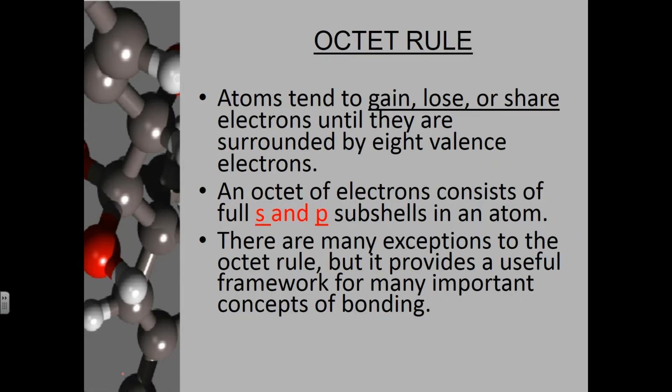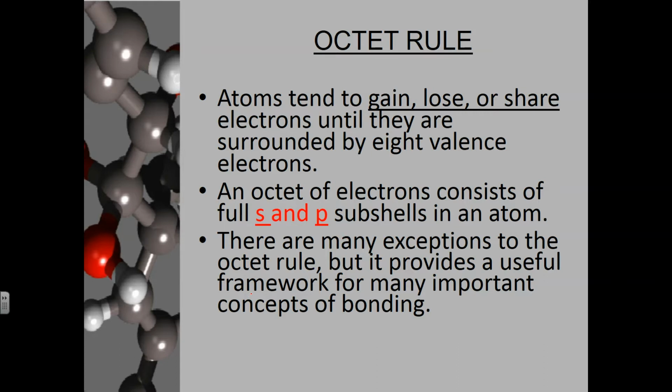Atoms tend to gain, lose, or share electrons until they are surrounded by 8 valence electrons. Remember, they're trying to strive for stability. And the way that they get stable is to get that octet or that full valence shell. Now, except for hydrogen and helium, because they only have an s orbital. And remember, the s orbital is full when it gets 2 electrons in it.